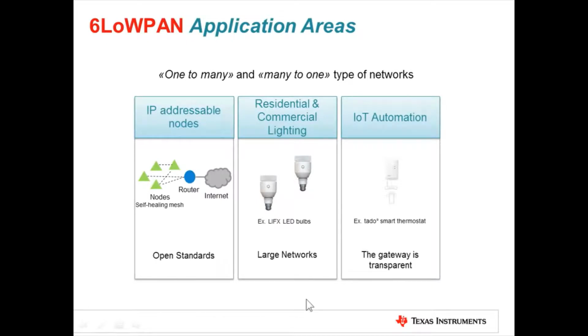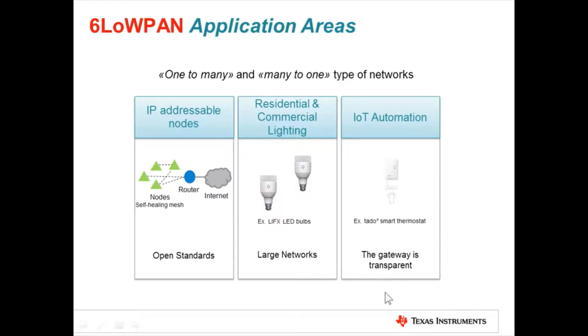Lighting, both residential and commercial, easily becomes a network with a large number of wireless nodes. 6LoWPAN benefits from this large mesh network type routing, allowing increased RF coverage and system robustness. An example product in the market is the wireless LED light bulb made by LIFX.